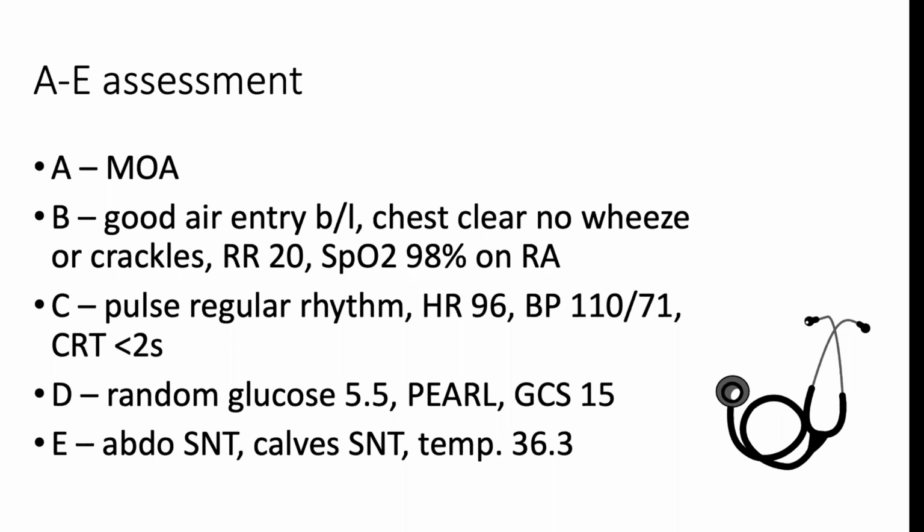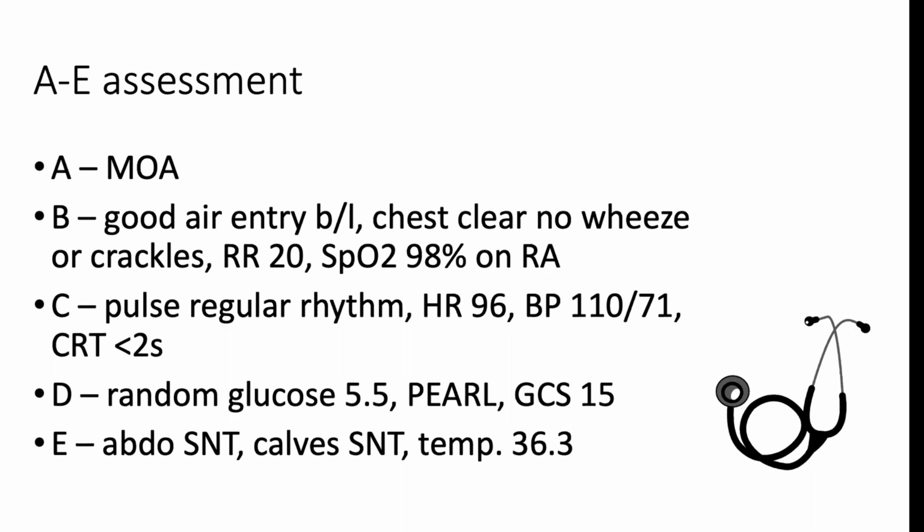So the airway is, she's maintaining her own airway. Onto B, she has good air entry bilaterally. Chest is clear, no wheeze or crackles. Her resp rate's 20 and her sats are 98% on room air. She has a regular pulse, and the rhythm is regular, and the heart rate is 96 beats per minute. Her blood pressure is 110/71, and a cap refill time of less than 2 seconds.